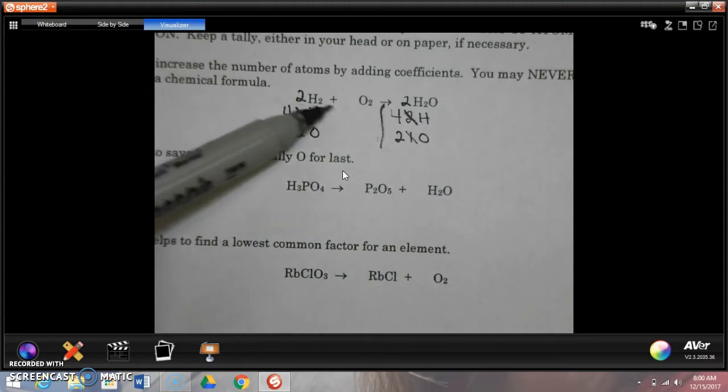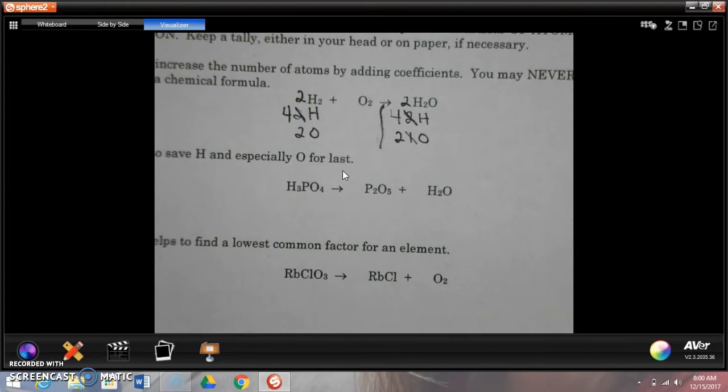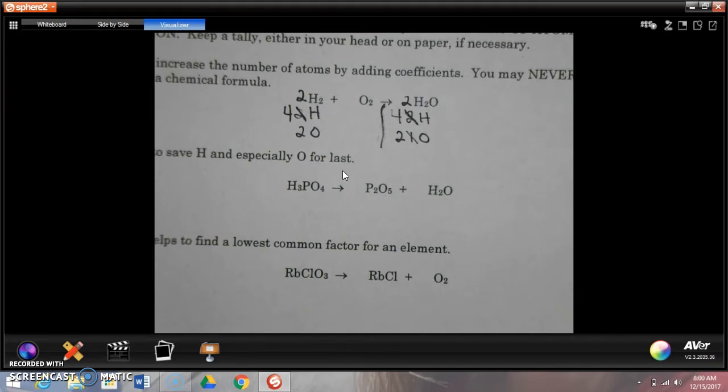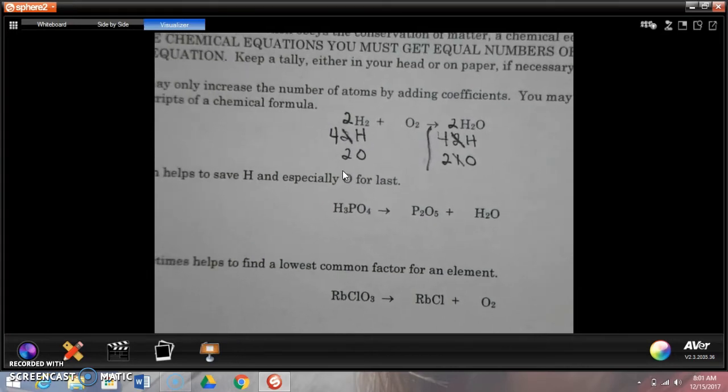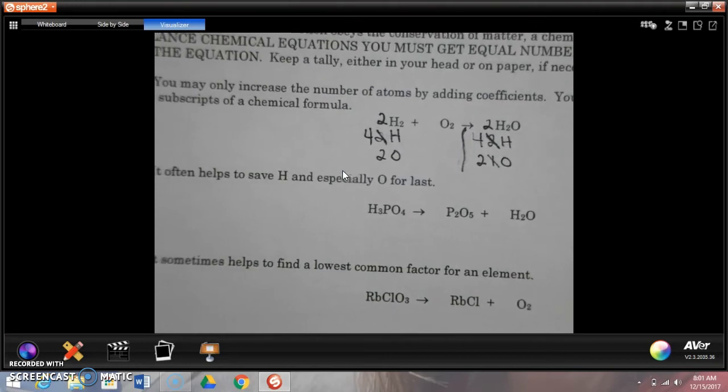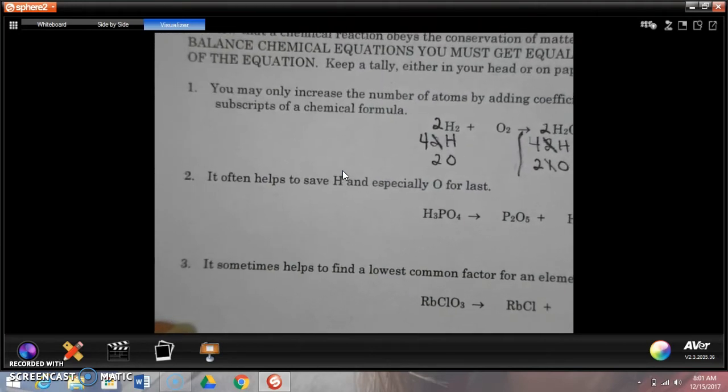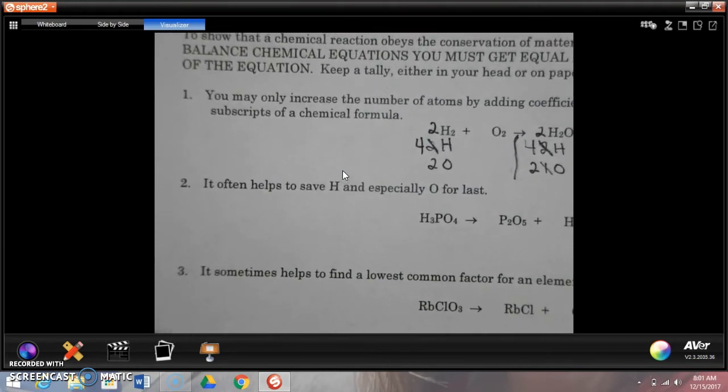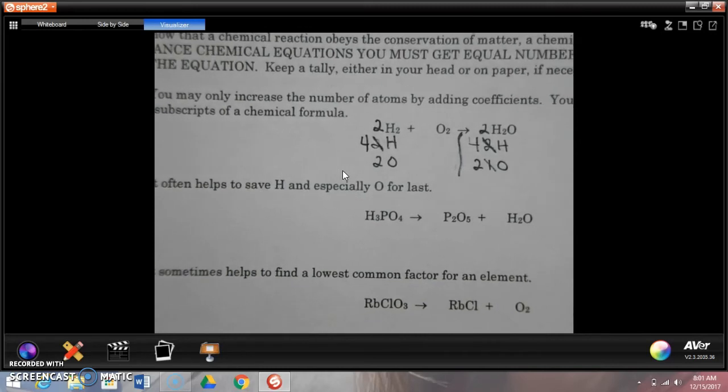And again, remember that these numbers out in front typically mean moles. So 2 moles of hydrogen plus 1 mole of oxygen yields 2 moles of water. So this, using coefficients to balance, is really the only rule that you have to follow. The rest of these are helpful hints, but they're not ones that you have to do every time. They are things that will help you in certain cases, but it's not something that has to occur.